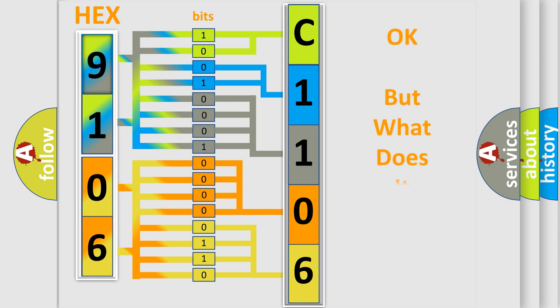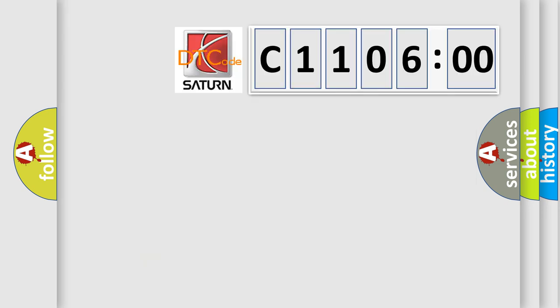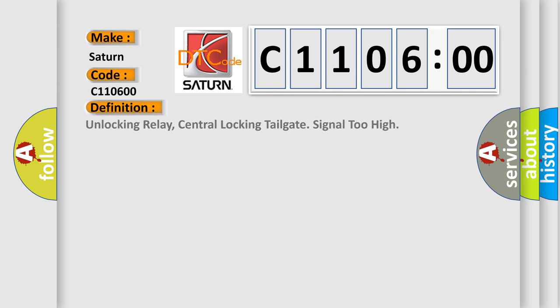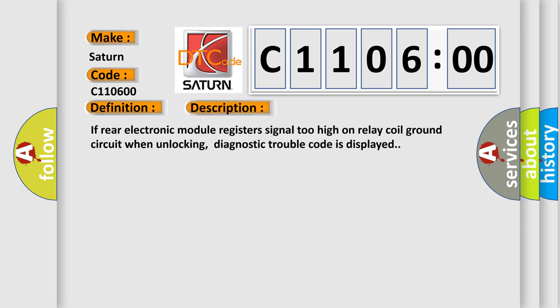The number itself does not make sense to us if we cannot assign information about it to what it actually expresses. So, what does the Diagnostic Trouble Code C1106-00 interpret specifically for Saturn car manufacturers? The basic definition is: unlocking relay, central locking tailgate signal too high. And now this is a short description of this DTC code. If the rear electronic module registers signal too high on relay coil ground circuit when unlocking, diagnostic trouble code is displayed.